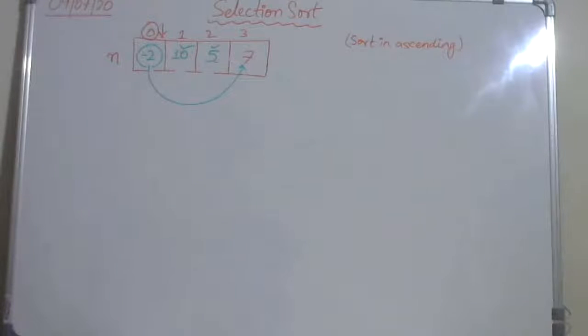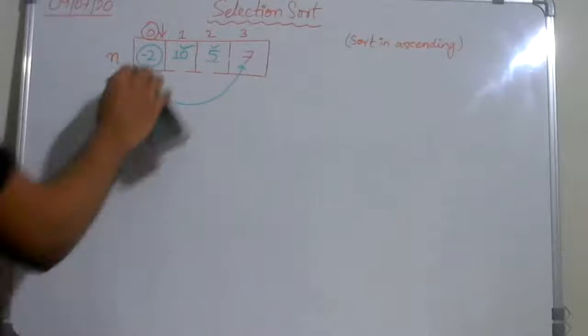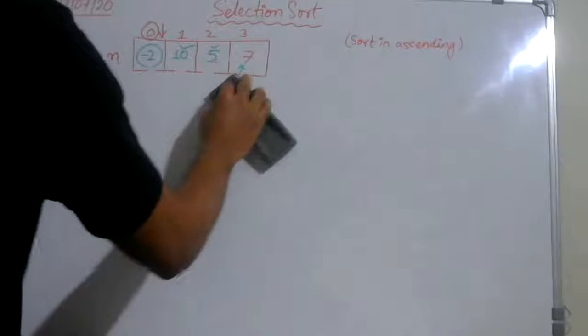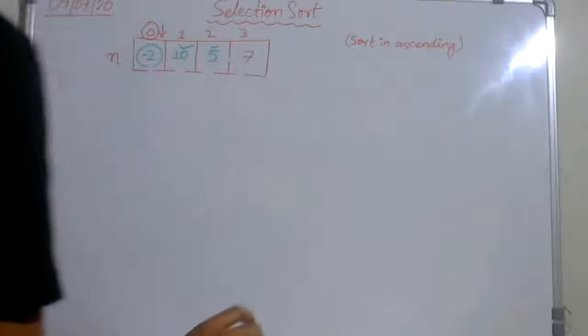Now in comparing -2 with 7, we see that -2 is less than 7. So basically there will be no swapping because -2 is already less than 7. So it's already in its correct position. Therefore there is no swapping in this case. Thus we have now come to the end of the first iteration. So this was the first iteration.